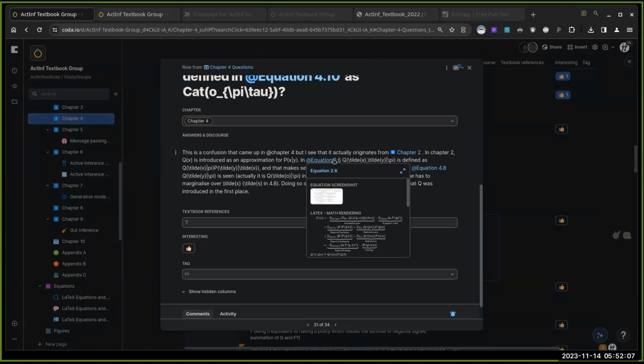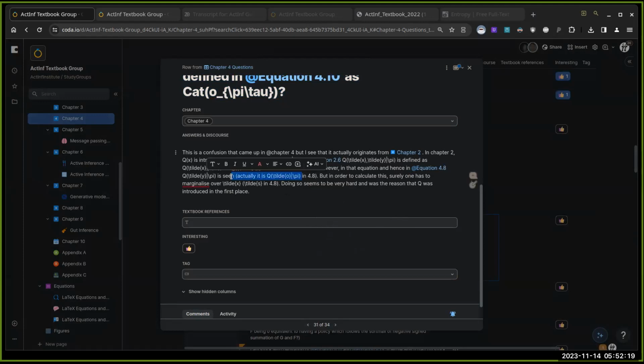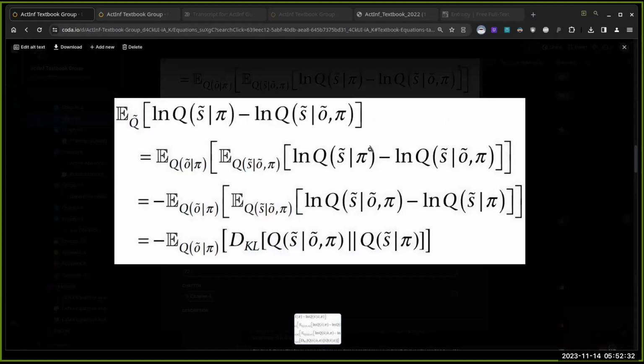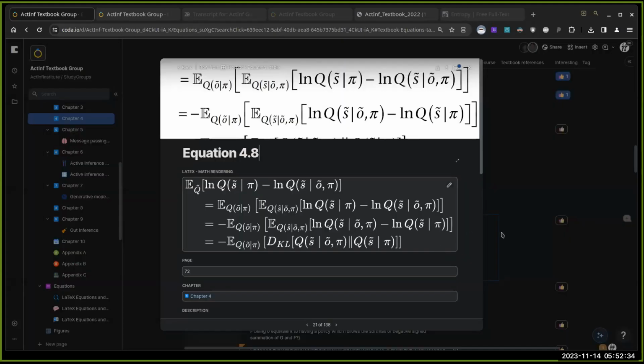Q is not a single variable. Q is used to refer to any variational distribution of choice. So it can take on different characteristics. It can be conditioned upon different things as well. You still may have to marginalize over different things or condition upon different things.